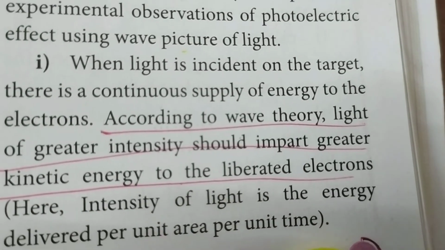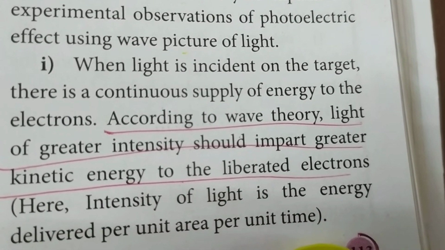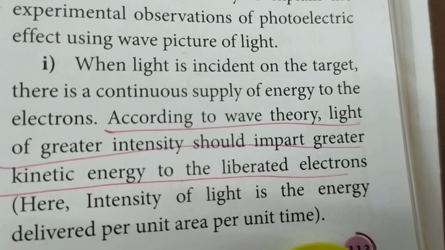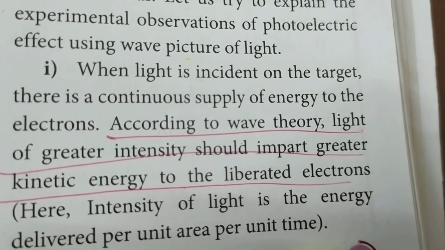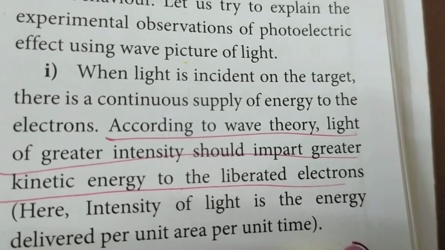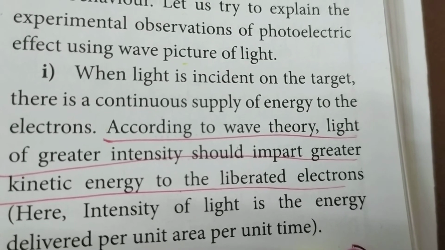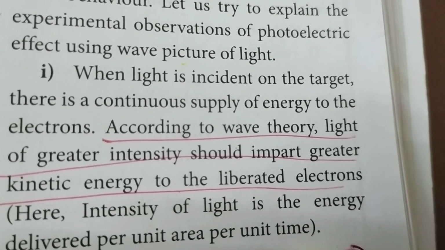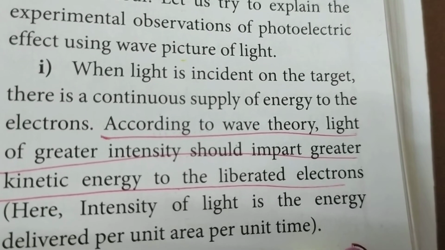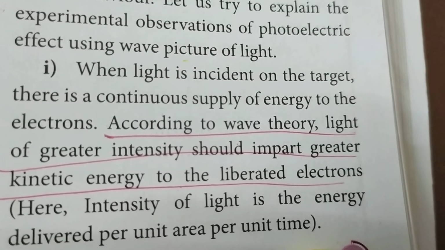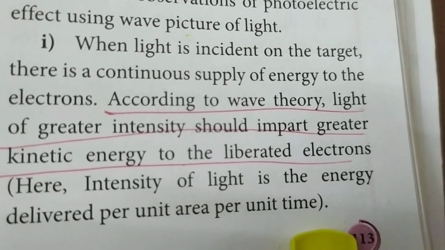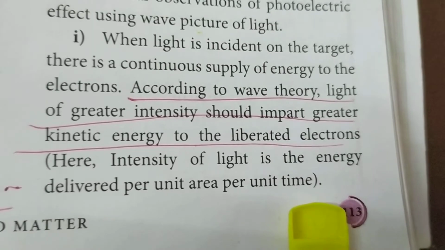According to wave theory, light of greater intensity should impart greater kinetic energy to the liberated electron. But we see that the kinetic energy depends only on the frequency and not on the intensity. So this is the first failure of the wave theory. According to wave theory, light of greater intensity should impart greater kinetic energy to the liberated electron, but the intensity of light is nothing but the energy delivered per unit area per unit time.